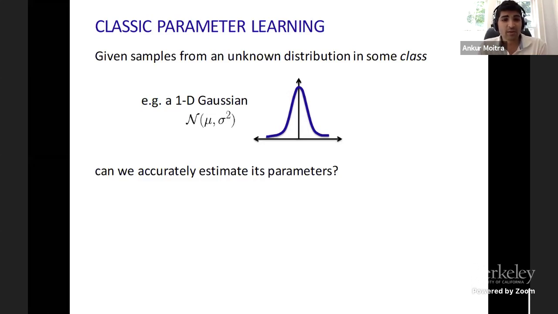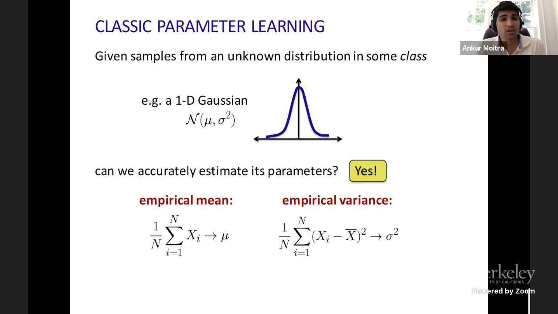Imagine that you're given samples from some unknown distribution, but you know that it lives in some nice class of distributions. One canonical example that we'll use throughout this talk is the notion of a Gaussian. Imagine you know your samples come from a Gaussian, but you don't know the underlying mean mu and the underlying variance sigma squared. The basic question in parametric statistics is, can we accurately estimate the underlying parameters from samples? This is a kind of obvious answer. The answer is duh, yes.